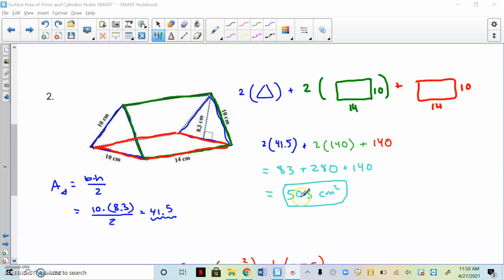Okay, so the main mistake people make here is they struggle to find the area of the triangle properly. You just have to remember that it's base times height divided by 2, not just base times height.